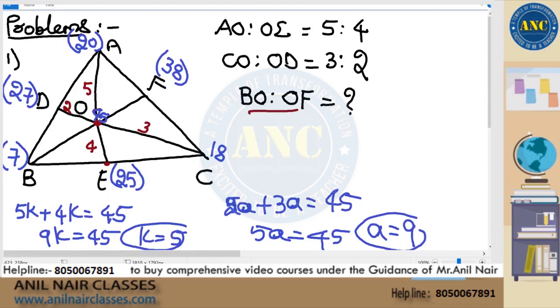So what is BO to OF? BO to OF is nothing but 7 to 38. I hope it is clear. Again, I am explaining for the second time. Listen carefully. There will be no formulas, only pure logical questions.